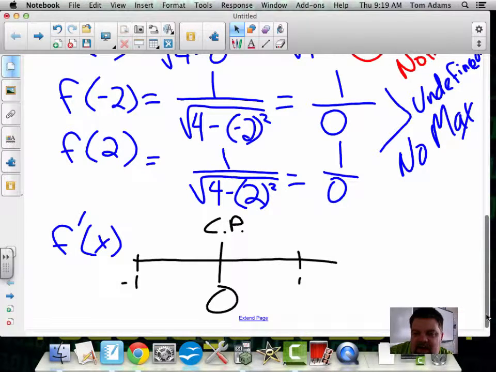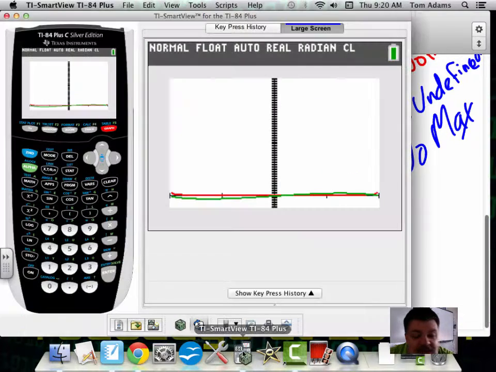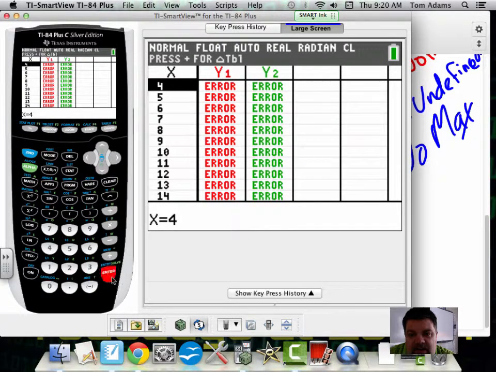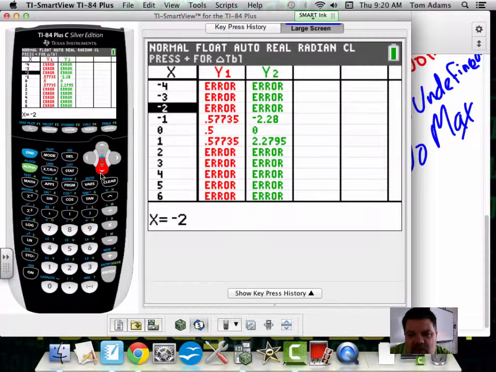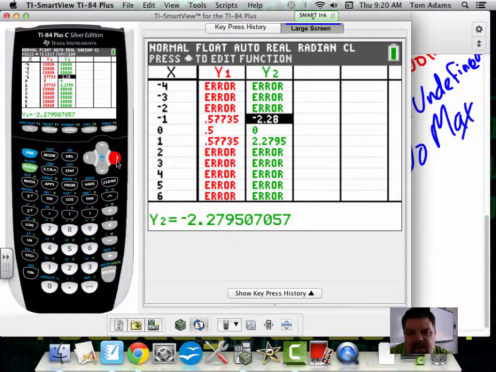An easy way to do that is to plug it into your graphing calculator, look at the graph of f prime, and then plug in or trace the corresponding x values like -1 or 1. That will tell us if it's positive or negative. A lot of times we're not interested in the exact value, we're just interested if it's positive or negative. The green line is f prime, and f is in red. At -1 I see that f prime is negative, which means the original function is decreasing.